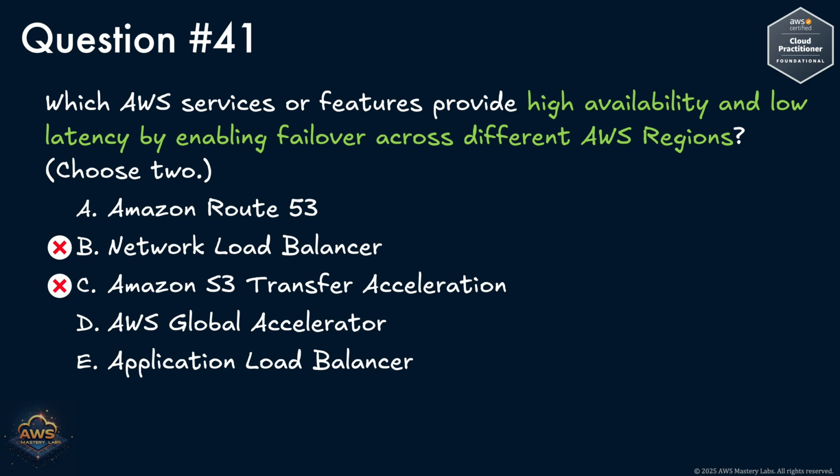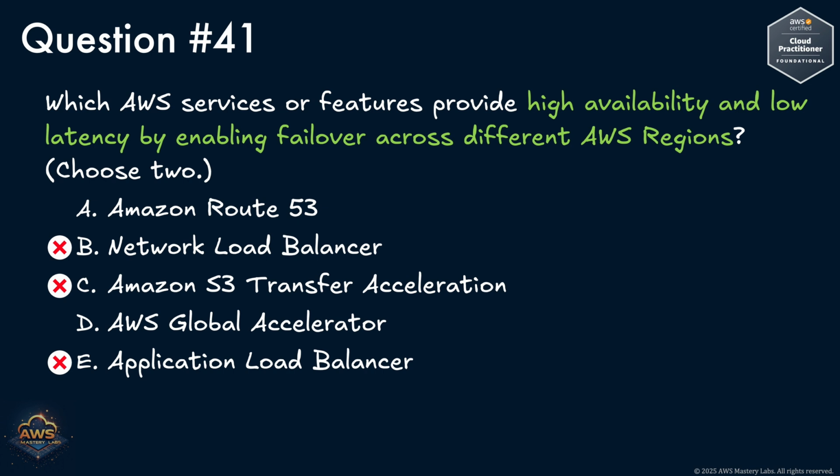Option C, Amazon S3 Transfer Acceleration. S3 Transfer Acceleration is intended to speed up uploads to S3 buckets by routing data through Amazon CloudFront edge locations. While it reduces latency for data uploads from distributed locations, it is not involved in failover or high availability for application endpoints. Incorrect, because S3 Transfer Acceleration improves upload speed but doesn't support multi-region failover.